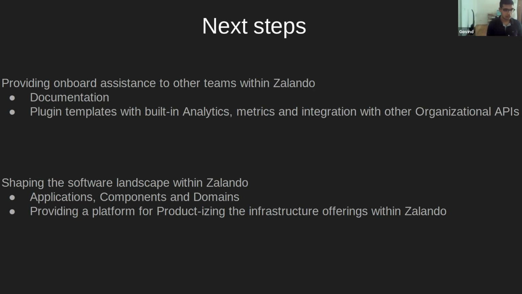The second step is also shaping the software landscape at Zalando. What we noticed was that we were able to provide better ways to categorize the software within Zalando. For example, application components and domains are a really good way to classify and group software. And so we're using that to drive the landscape within Zalando.